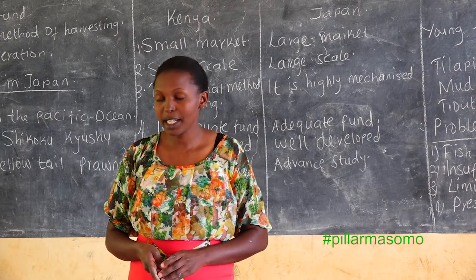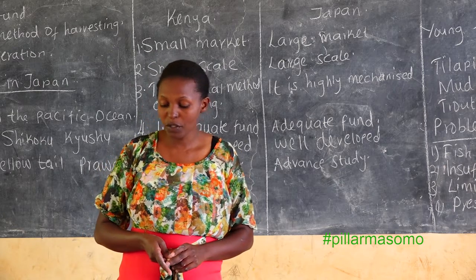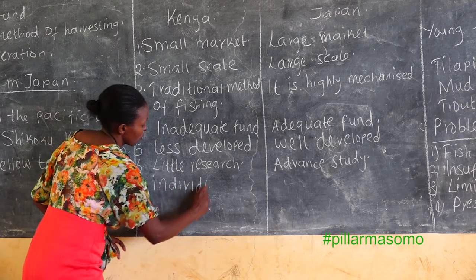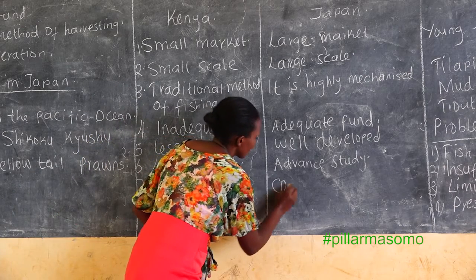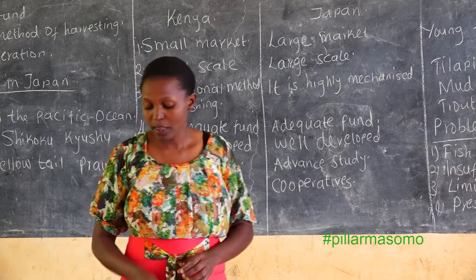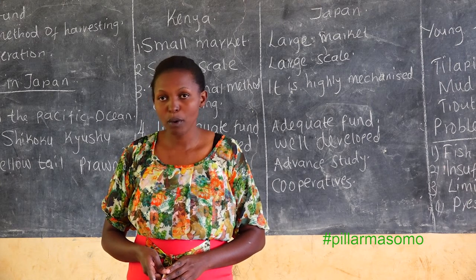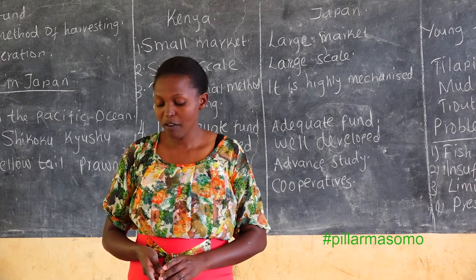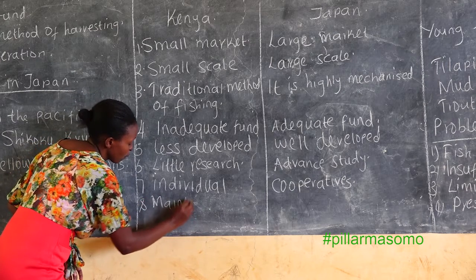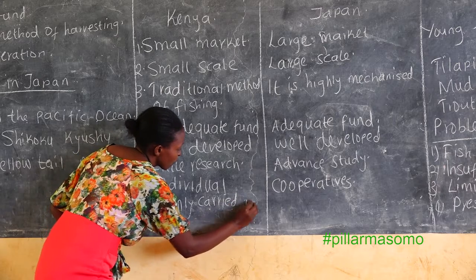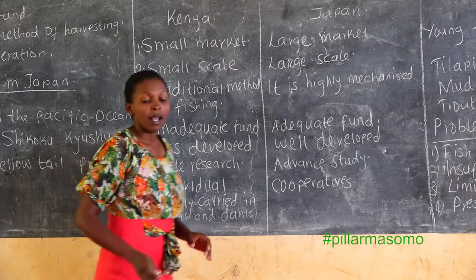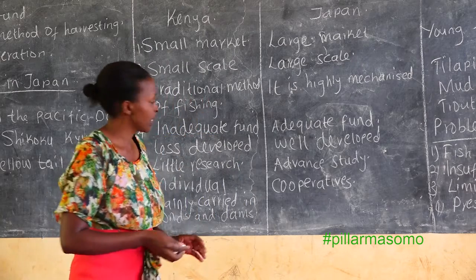Then we have fishing and marketing is mainly done by individuals. So in Kenya it's done by individuals, and in Japan it is done through cooperatives. Then also the last one, we have fishing mainly carried out in ponds and dams in Kenya. In Japan it is carried out in ponds, dams, and seas.